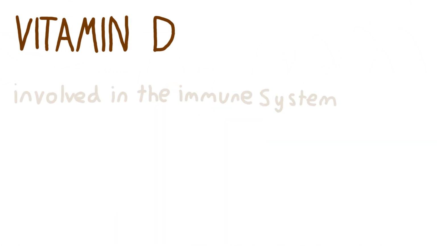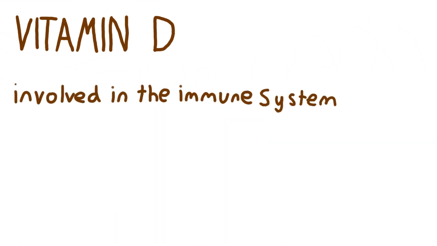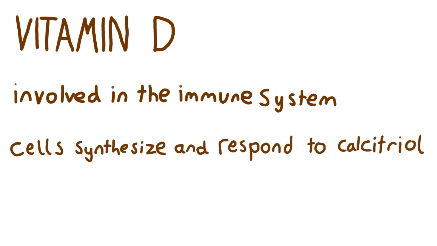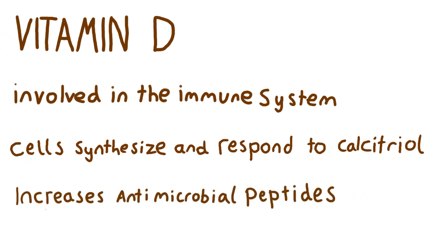Vitamin D also has a role in the immune system, with vitamin D deficiency and excess both having negative effects. Macrophages, dendritic cells, B cells and T cells can respond to and synthesize calcitriol. Earlier I said that the conversion of calcidiol to calcitriol happens primarily in the kidney, but another place that this can happen is in immune cells. Vitamin D can also lead to the production of antibacterial peptides such as cathelicidin and defensin 4. These work by disrupting the cell membranes of bacteria, causing them to die.